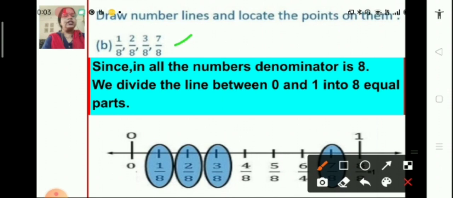And the first point will be 1 upon 8, the second mark will be 2 upon 8, third will be 3 upon 8, fourth will be 4 upon 8, then 5 upon 8 and 6 upon 8, then 7 upon 8, and the last one is 8 upon 8, which is equal to 1.